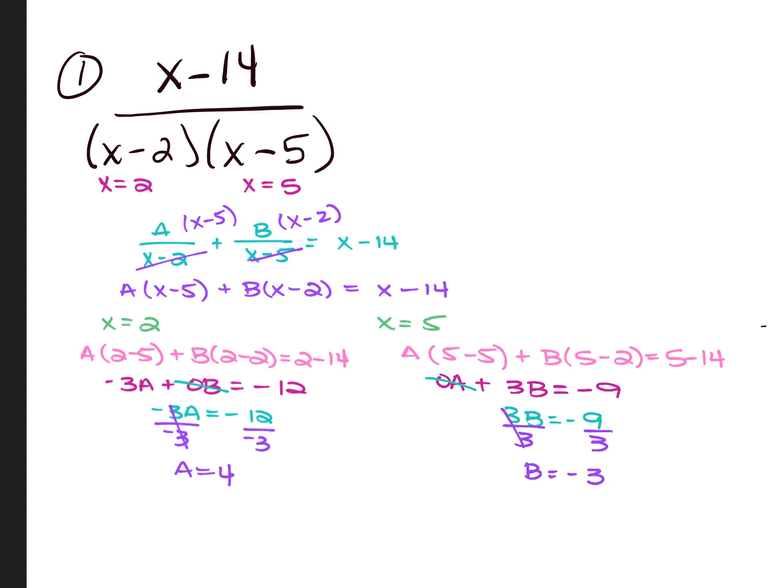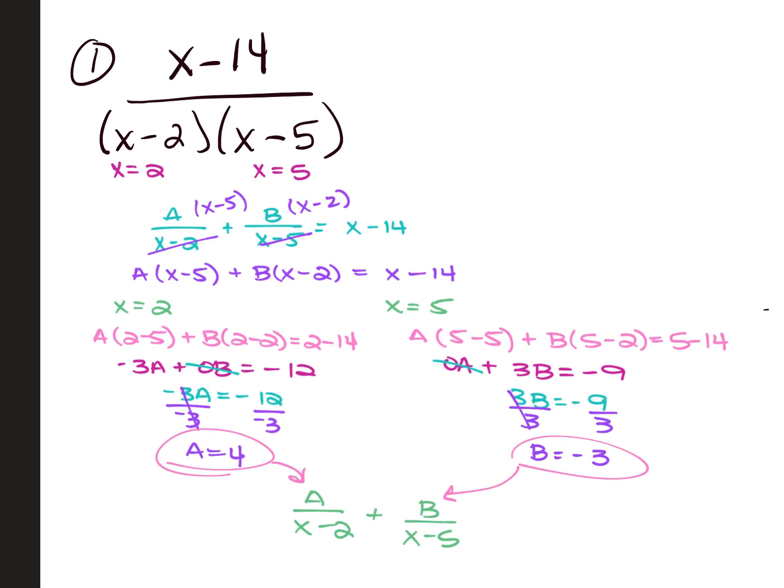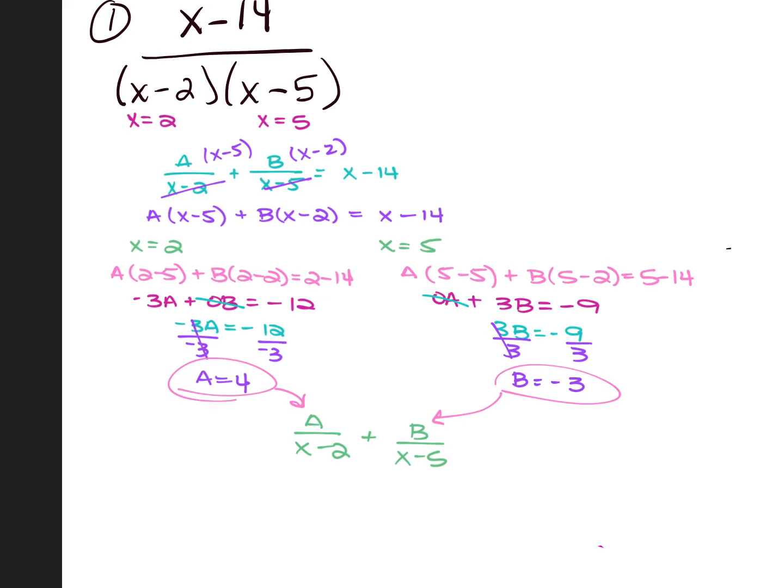So again, you're going to rewrite that a over x minus 2 plus b over x minus 5 and plug in the 4 for a, the negative 3 for b, and that'll give you your answer. So it's going to be 4 over x minus 2. You can put those in parentheses if you want, plus b, which is negative 3 over x minus 5.